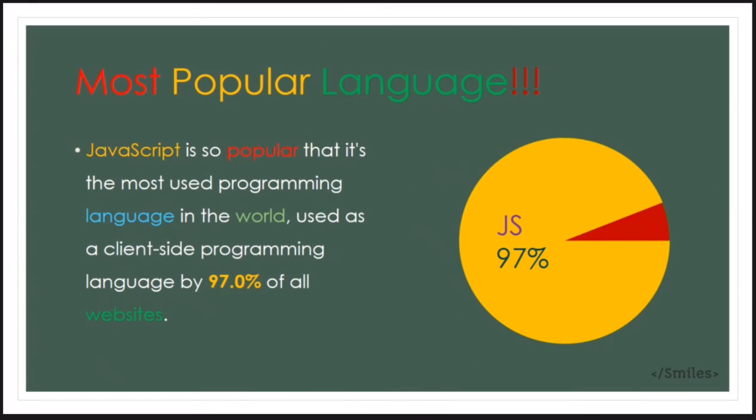And lastly, wow, JavaScript is the most popular language. Could you imagine? It is used as a client-side programming language by 97% of all websites. So 97% of all websites you see these days on the internet have JavaScript in them. So JavaScript is awesome. If you want to go into web development, you need to study JavaScript. Good luck as you decide to start your journey into the programming language of JavaScript.